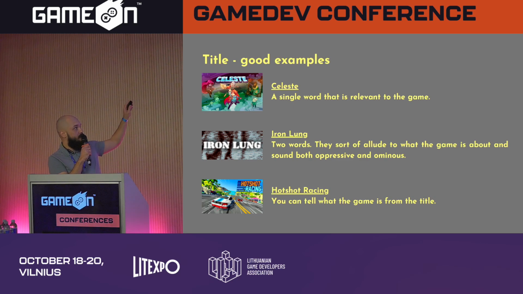Okay, so the first one is Celeste. A single word, it's relevant to the game, it sounds nice and whatnot. The second example is Iron Lung. This sounds menacing, and menacing is exactly what we would expect from a horror game which takes place within a tiny submarine. And you also swim in the ocean of blood in this game.